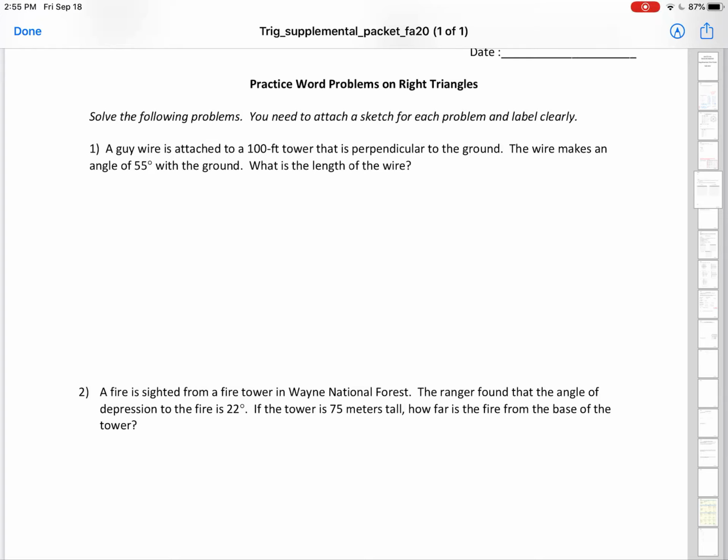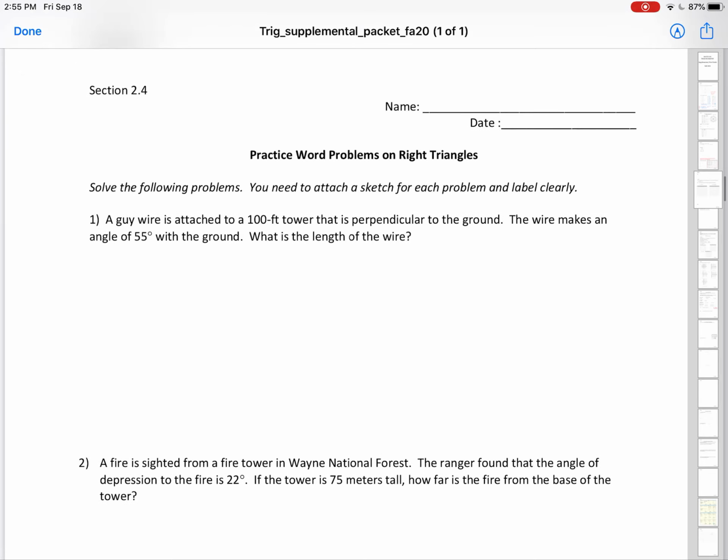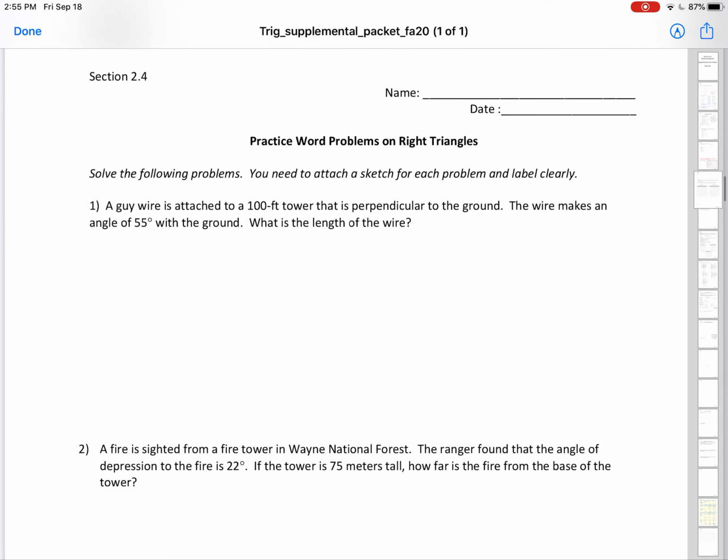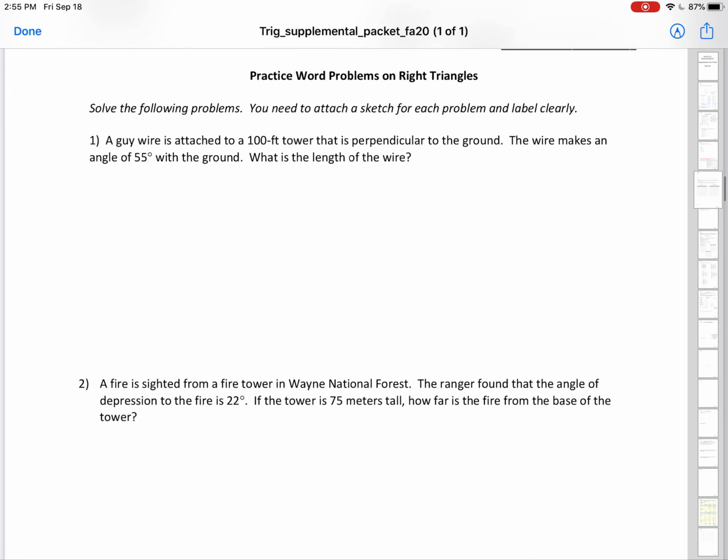All right, here's the second part of section 2.4. These are the word problems that are here on the top of page 49. And so what is so important is that you're able to draw a picture of what's going on that represents this type of work that we're doing. And so let's take a look at these first few.